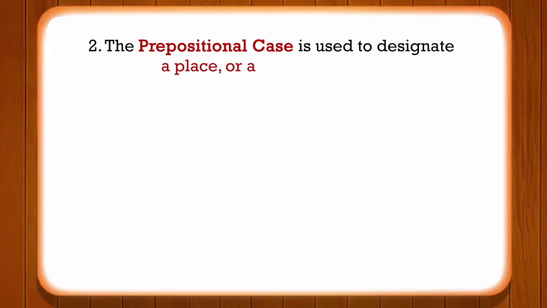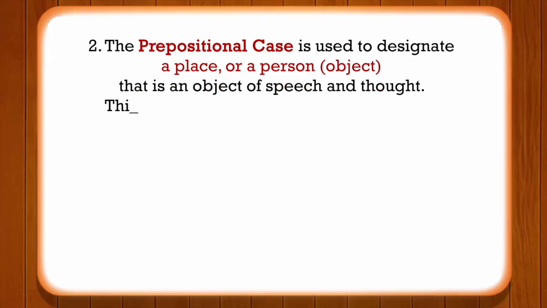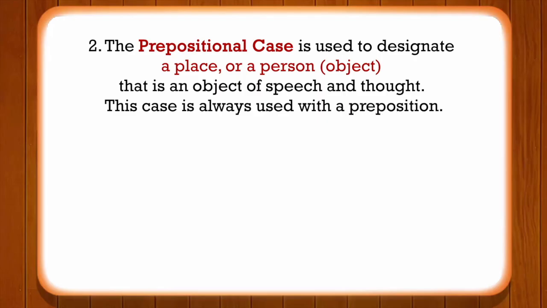In the prepositional case, as you can see, it is used to designate a place or a person or object that is an object of speech and thought. With the help of prepositions like в, на, which mean in, at, we locate the object. This case is always used with a preposition. That is why it is known as the prepositional case or предложный падеж. Предлог means preposition. Now let's see some examples.